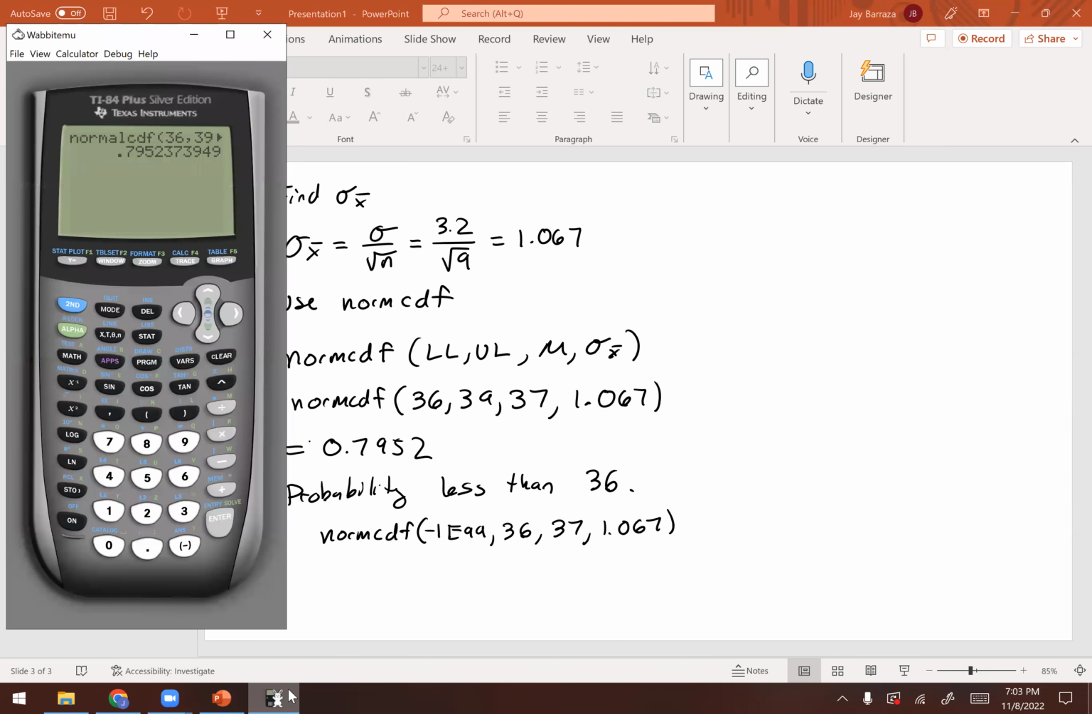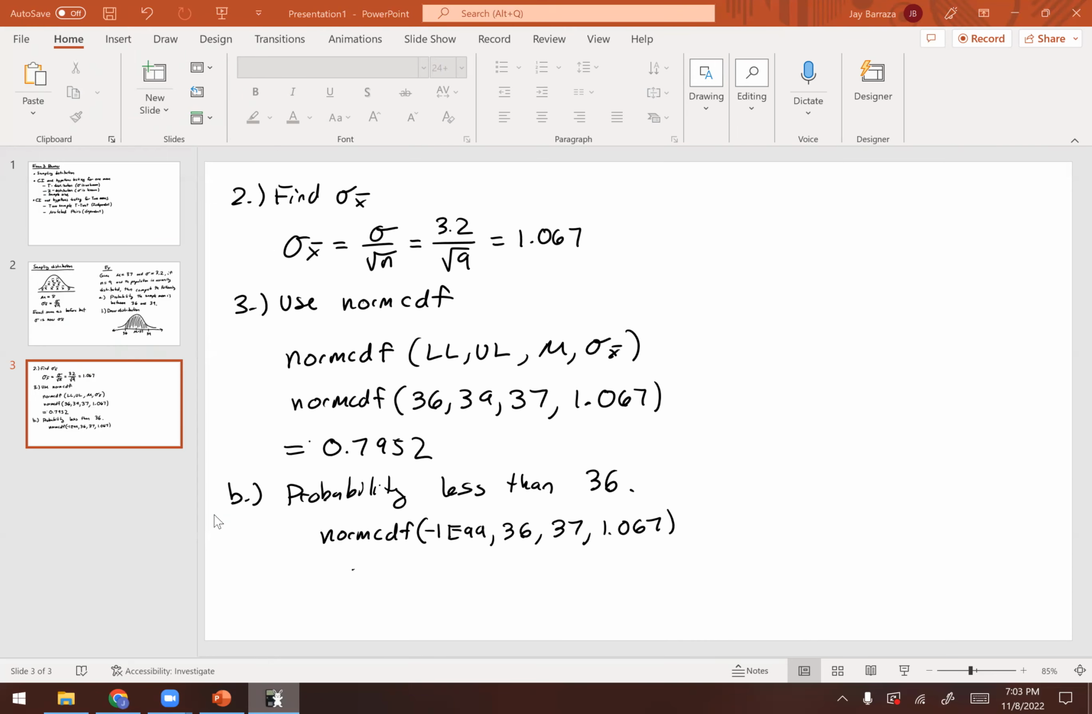So I go to my calculator and I do second distribution, normal CDF. I'm going to change the lower to negative 1 second e to the 99, and then my upper is 36. Everything else stays the same, and I get 0.1743. Okay, so 0.1743.